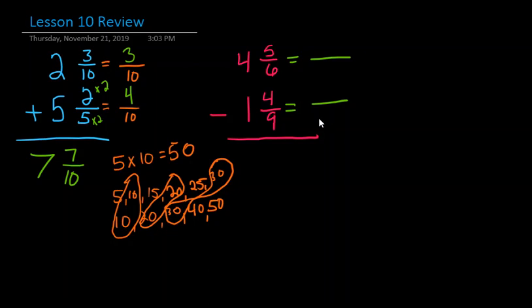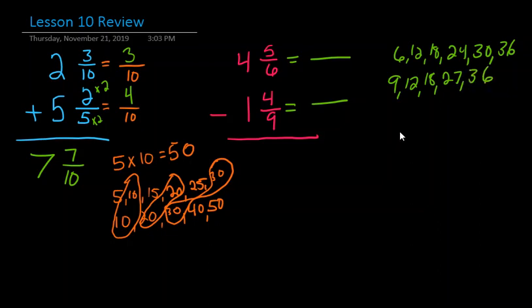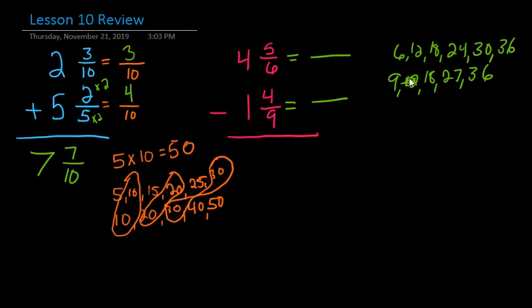That's a no. So my next step is I just write out here on the side 6, 12, 18, 24, 30, 36. And then out here I go 9, 18, 27, 36. Now let's look if they share any common denominators. 6 and 9, no. 12 and 18, no. 18 and 18, that's a match. So my common denominator between 6 and 9 is 18.